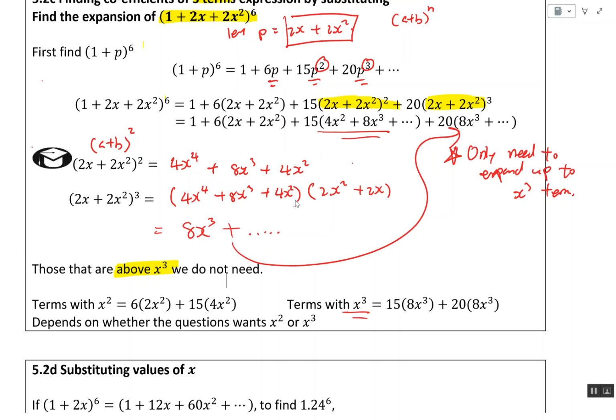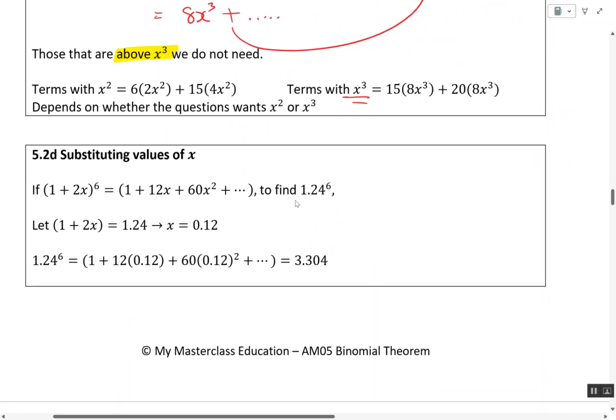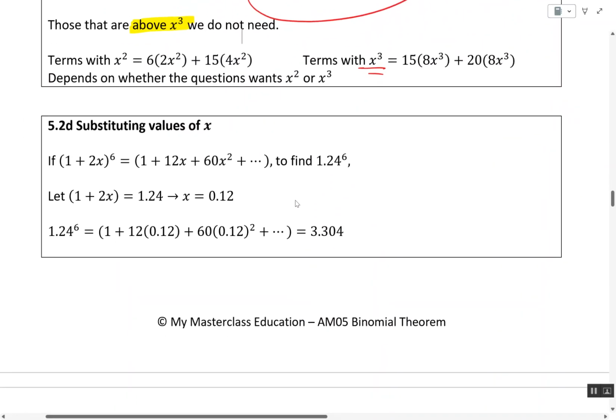The very last part is where I substitute a value of x. This one is where they ask you to estimate, or to find the value of a certain number itself. For example, the first part they might ask you, using binomial expansion, to expand this in increasing or ascending power of x. Then I expand maybe the first three terms, like what the question asked for. Then they'll ask you, hence, find this term here.